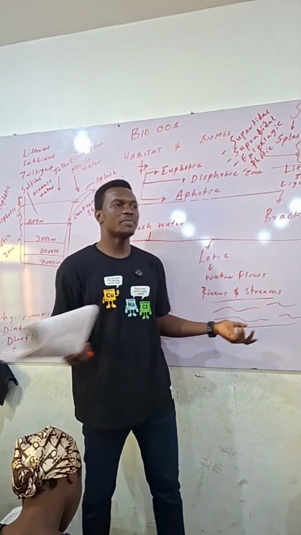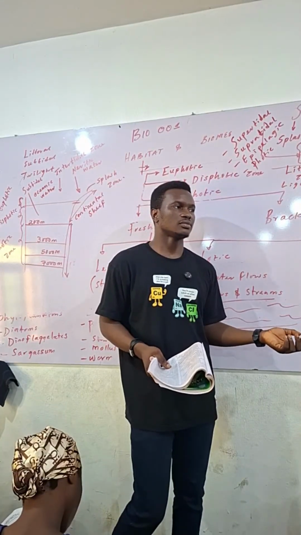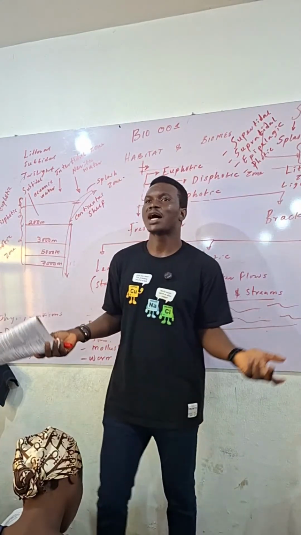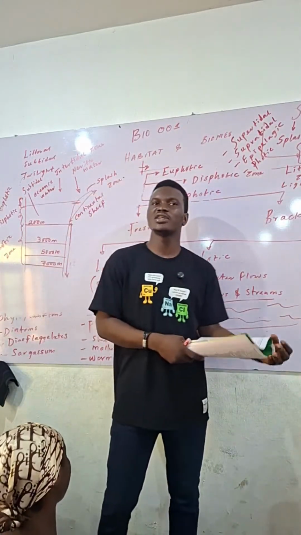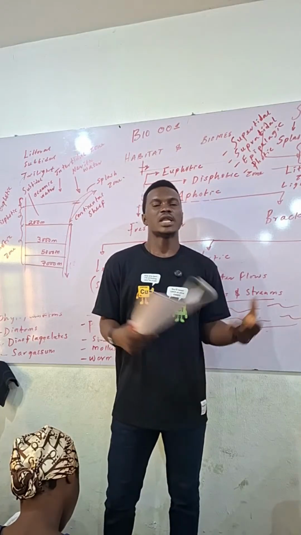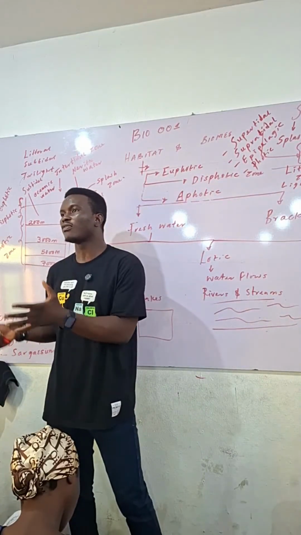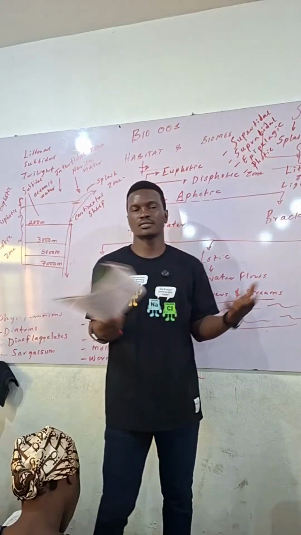What does nitrifying bacteria do? Convert ammonium salt to nitrate. You remember? Yes. So the one that will convert ammonium to nitrite, what's the name? Nitrosomonas. While the one that will convert nitrite to nitrate?